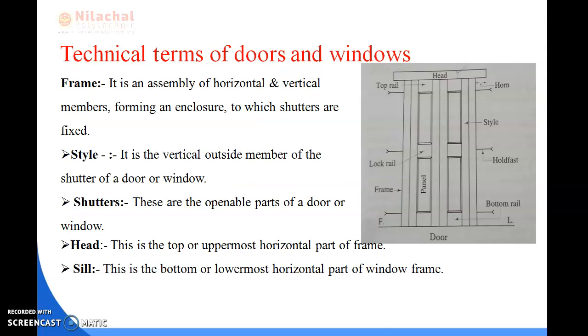What are the technical terms of doors and windows? As you have seen in your houses, the doors or the windows have been placed.